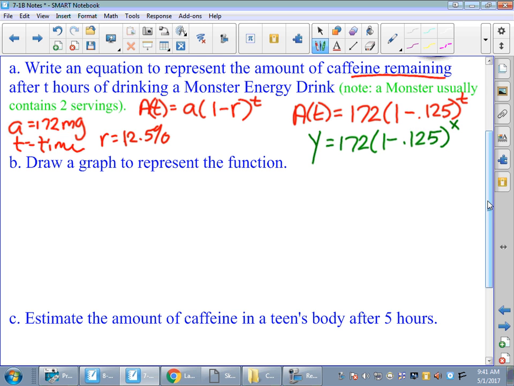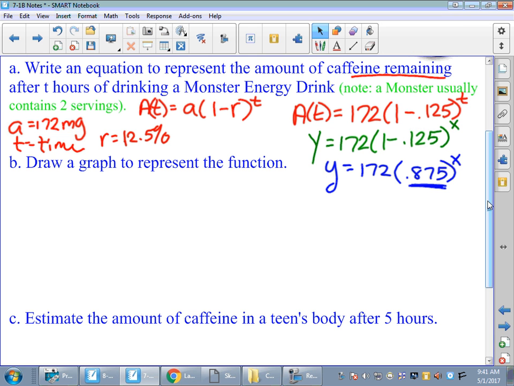So if you're going to draw a graph of this, we can use our calculator if we needed to. We could actually calculate 1 minus 0.125 and get our decimal, or our base. So Y equals 172 times 0.875 to the X power. Since we're graphing, we're going to change it to X and Y. This is my base, and you can see that my base is less than 1, which means it's decay.